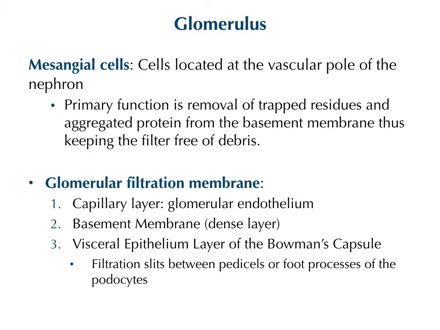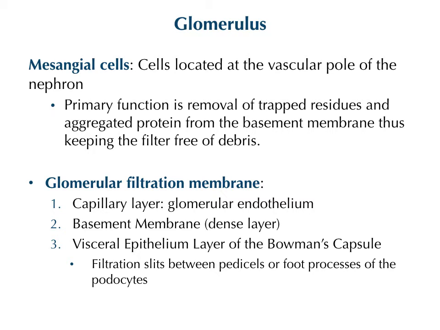Mesangial cells are also found in the glomerulus, and they secrete the proteins and glycoproteins that compose the matrix that supports the other cells in the glomerulus. They are located at the vascular pole of the nephron.